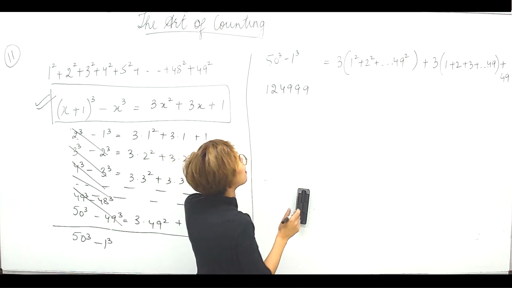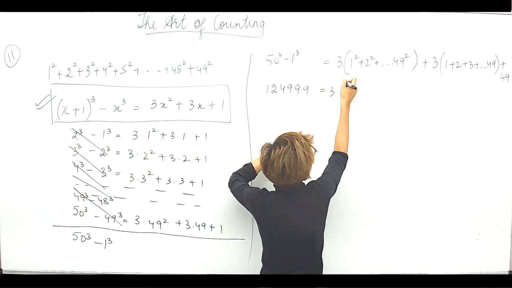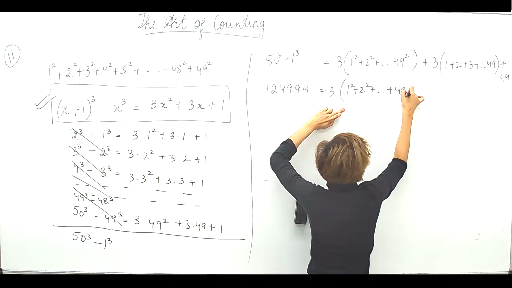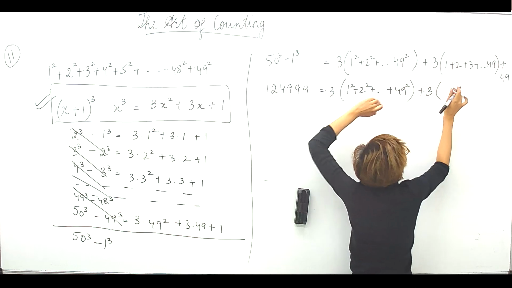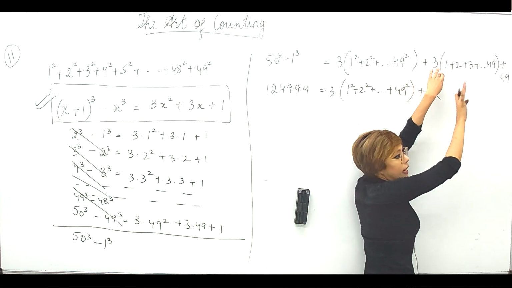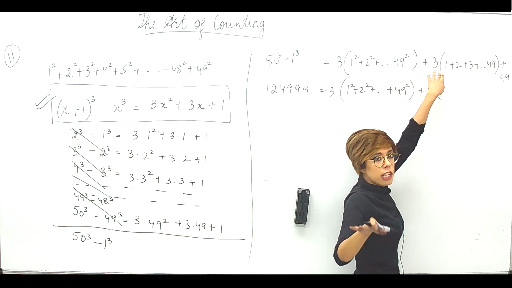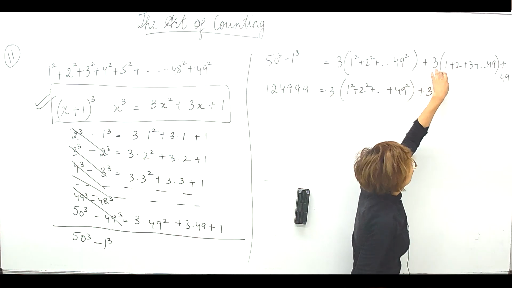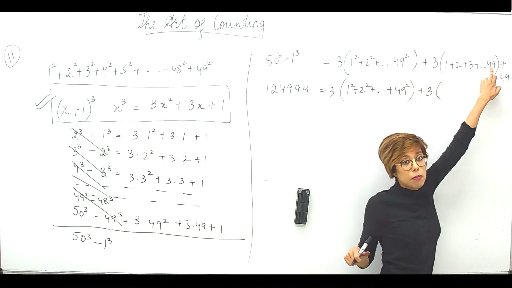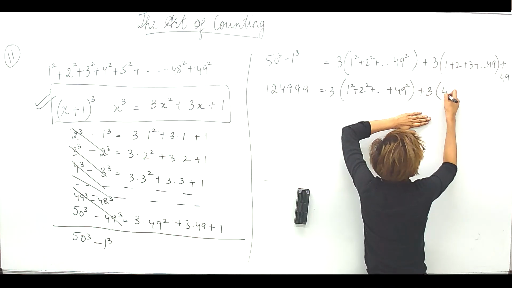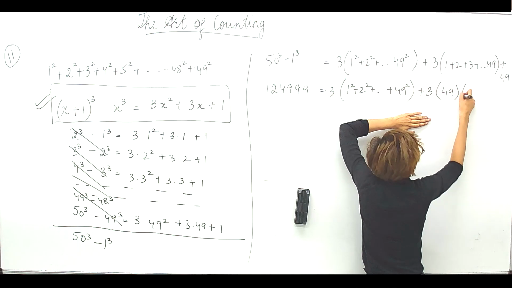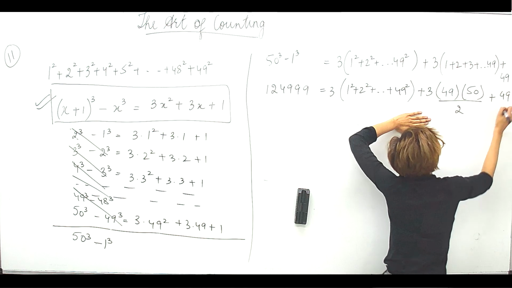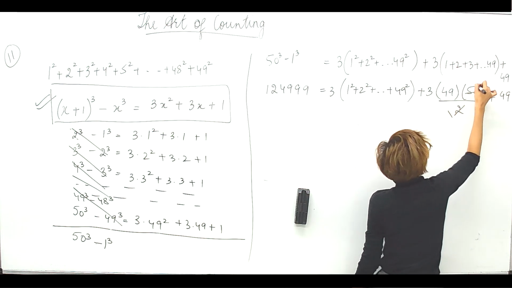Okay. So this is equal to 3 into, this is what we have to find, 1 square plus 2 square plus so on till 49 square, plus 3 into 1 plus 2 plus 3 so on till 49. This I know. Sum of first n natural numbers is n into n plus 1 by 2. So sum of first 49 natural numbers is 49 into 49 plus 1, that is 50, by 2, plus 49. Right? So obviously this is 25.